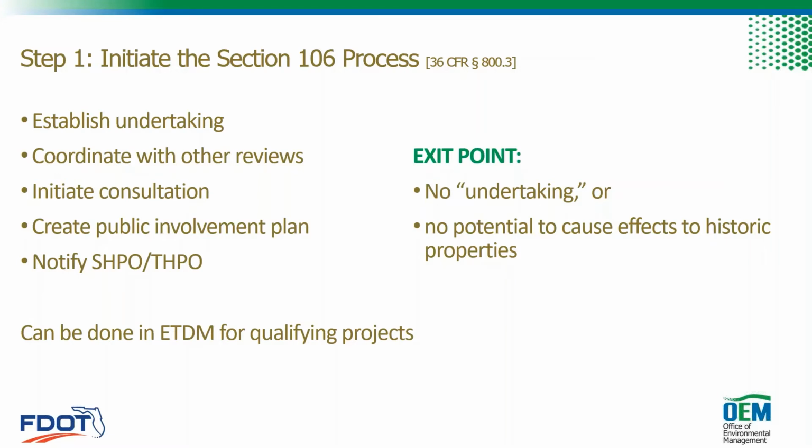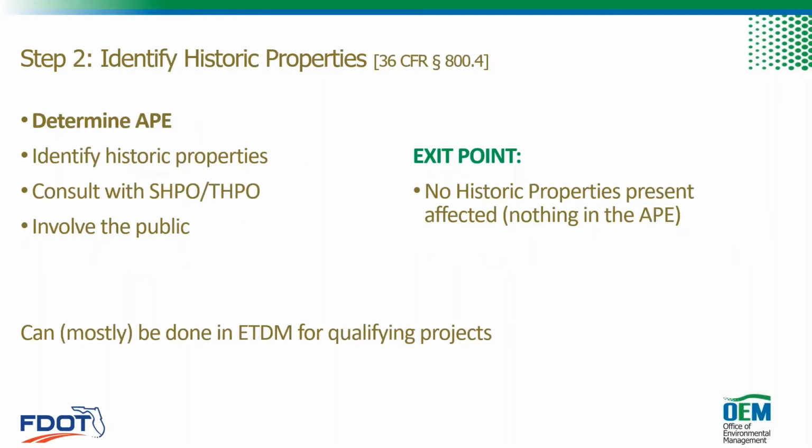But if you do have an undertaking that has potential to affect historic properties, then you will proceed to step 2. In step 2, we determine the APE, or area of potential effect. We conduct background review and field survey to identify cultural resources, and then we evaluate those resources for significance. And then again, we will consult with DHR and involve the public. Most of this can also be done in ETDM if we have certain minor types of projects, but most projects will still require field survey, so this will be completed in PD&E.